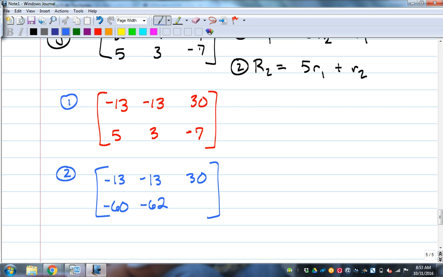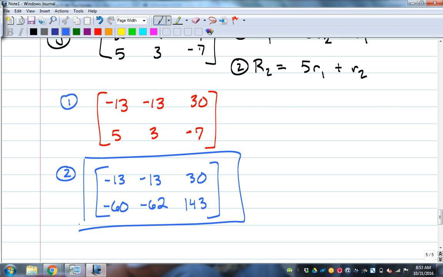Negative 150 plus negative 7. It's not a negative, is it? No. 150 plus negative 7, which would be 143. And there is our matrix after we've done those two operations. Not necessarily that we're trying to go through row operations here to get to reduced row echelon form necessarily. We're just being able to follow the directions and do the row operations in a certain order.